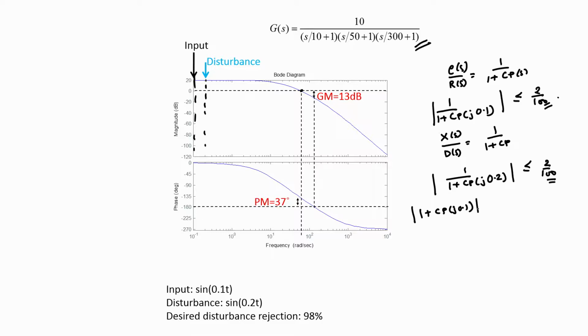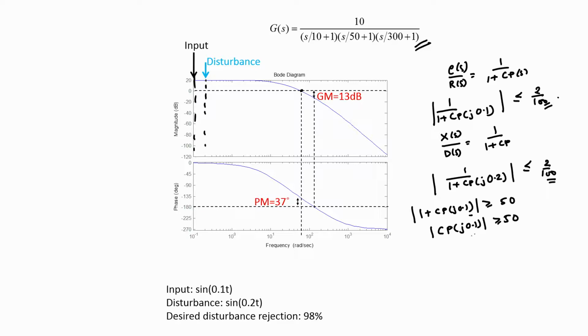The magnitude of this should be greater than or equal to 100 by 2, which is 50. And what this means approximately is that if we ensure that the magnitude of Cp at 0.1 radian per second is greater than or equal to 50, then automatically 1 plus magnitude of Cp will also be greater than or equal to 50, and that allows us to meet our performance requirement at 0.1 radian per second.